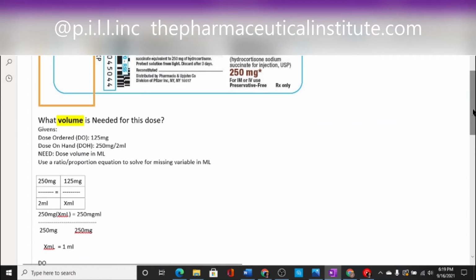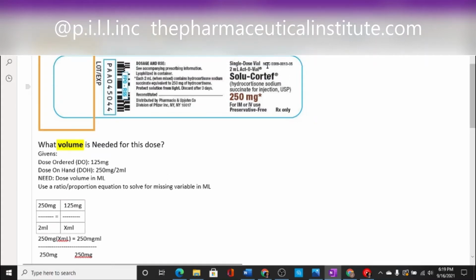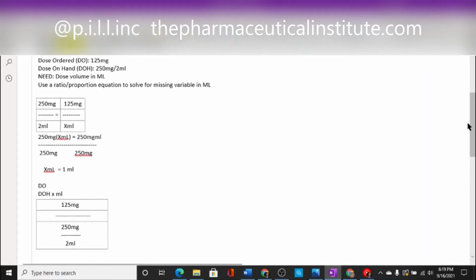So let's look at our given information. The dose ordered is 125 milligrams. Our dose on hand is 250 milligrams per 2 mLs. I got the 2 mLs from the fine print on the stock label: single dose vial, 2 milliliters of active vial Solu-Cortef. So the whole vial contains 250 milligrams in 2 milliliters. What we need is our dose volume in milliliters. So we'll utilize a ratio proportion equation to solve for the missing variable in milliliters.